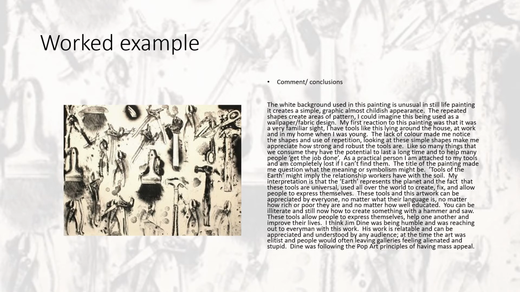Okay, so finally I'm drawing comments and conclusions. So the white background used in this painting is unusual in a still life painting. It creates a simple, graphic, almost childish appearance. That was one of the things that I noticed first of all. I thought it looks like a child working on white paper. So there's something quite simple about that. The repeated shapes create areas of pattern. I can imagine this being used as a wallpaper or fabric design.